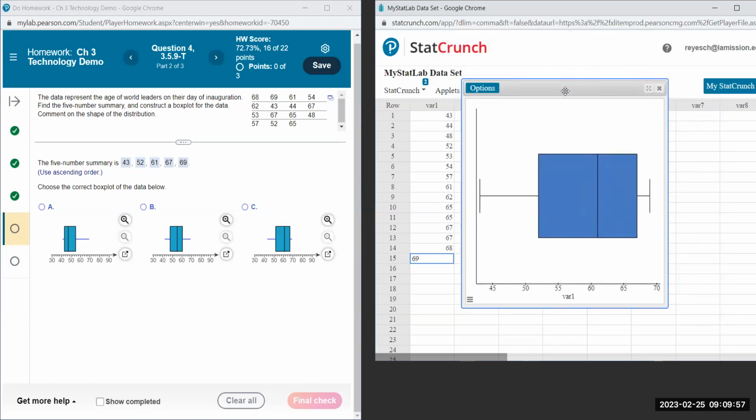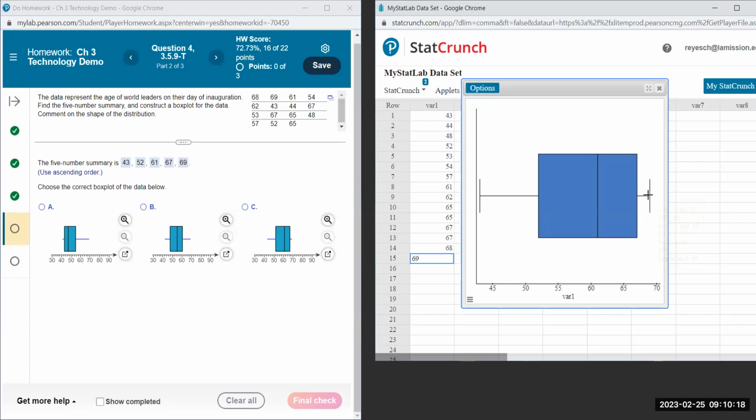So 25% of the data was from here to here. Another 25% of the data was from here to here. Another 25% here and another 25%. The fact that, okay, if there was 4 people in each group, why is this space longer than this space? It's because the last 4 people had less variability in their responses.